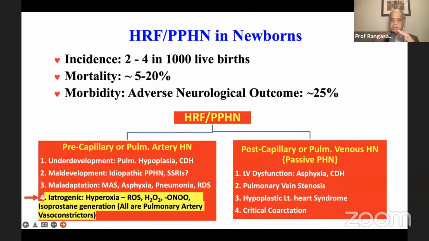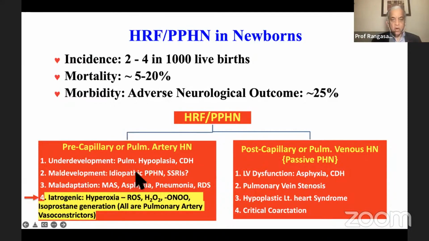When we talk about pulmonary hypertension, is it pre-capillary pulmonary arterial hypertension or post-capillary pulmonary venous hypertension, the so-called passive pulmonary hypertension? You want to know that because what you do for pre-capillary should not be done for post-capillary. Let's look at some of the common causes for pre-capillary pulmonary arterial hypertension. Under development, for example, oligohydramnios-induced pulmonary hypoplasia, or diaphragmatic hernia.